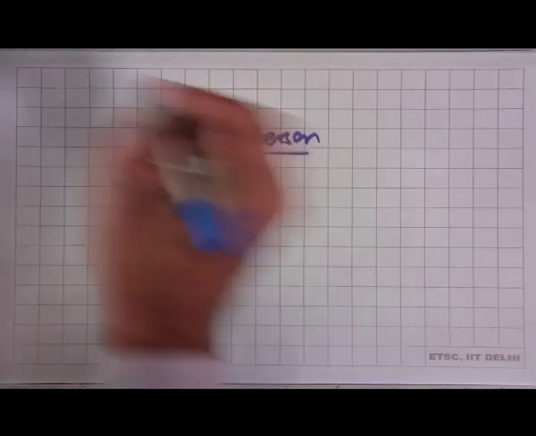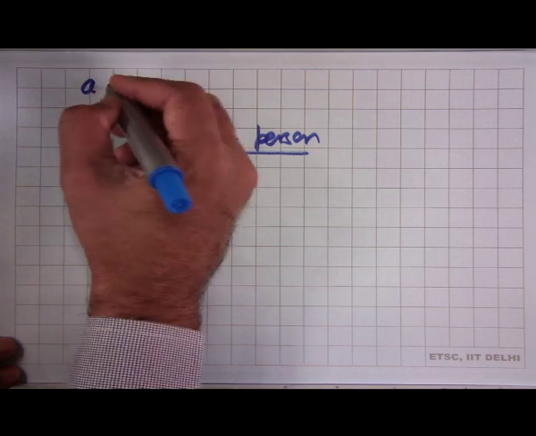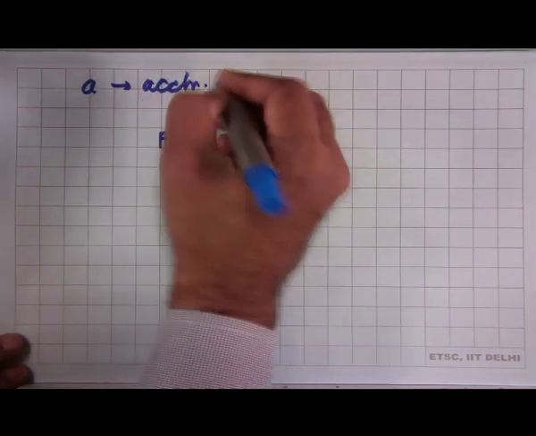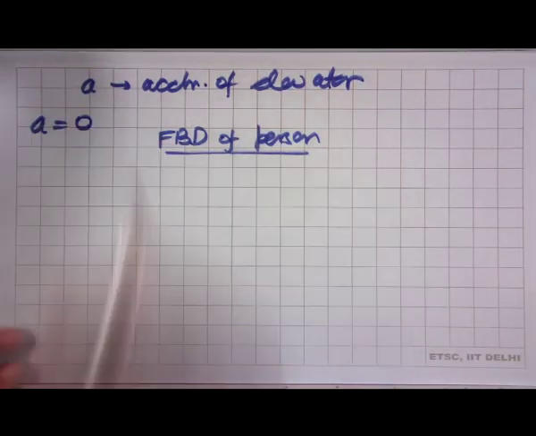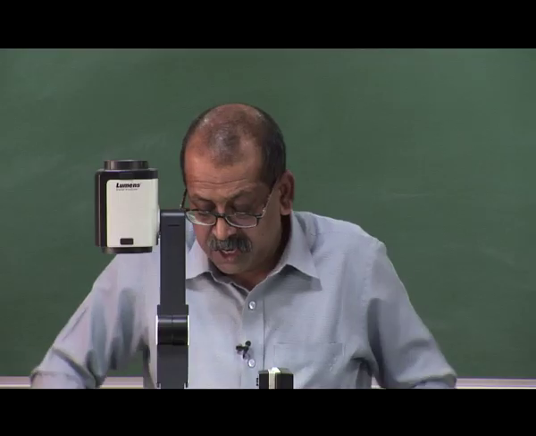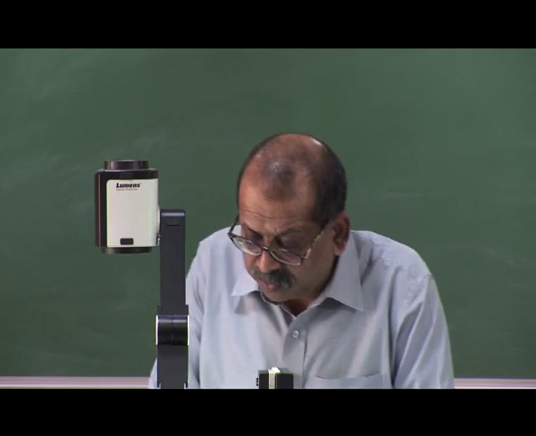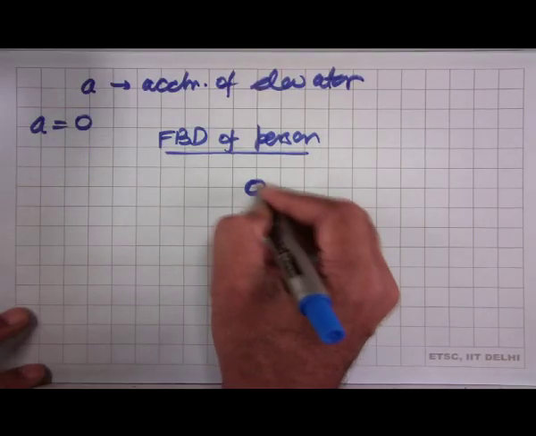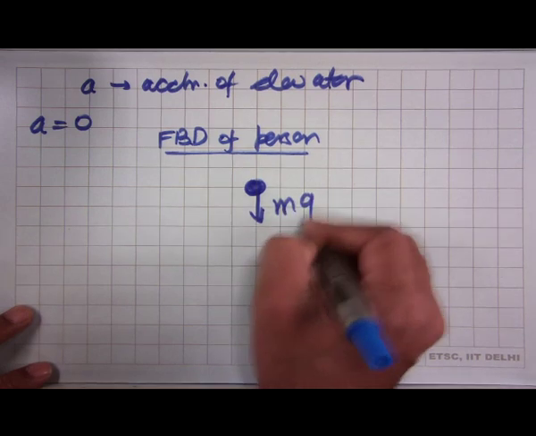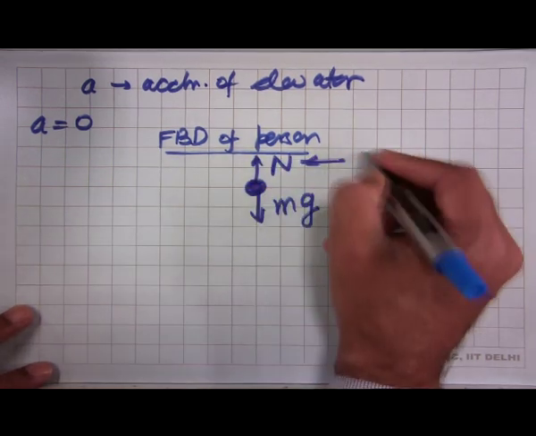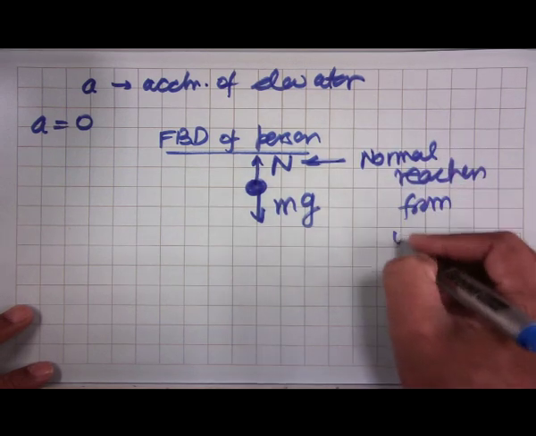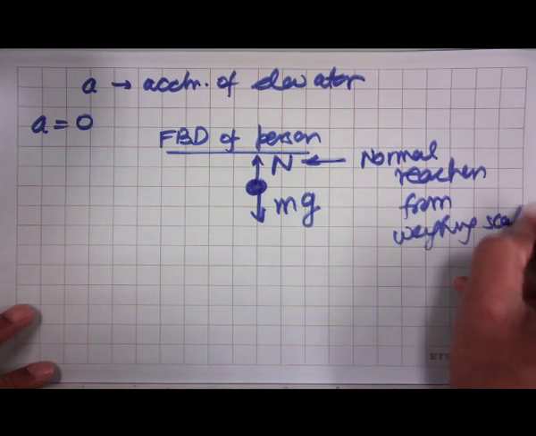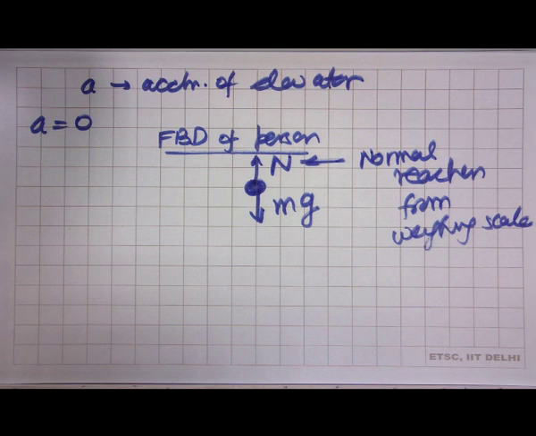First, let us take the case when A is the acceleration of the elevator as seen from a ground frame, and first we look at the case when A is equal to 0. That means the elevator is at rest. It is something like I am standing on a weighing scale. If we draw the free body diagram of the person, we have his weight acting down, and N, the normal reaction from the weighing scale. And this free body diagram stays the same whether the elevator is moving or not moving.